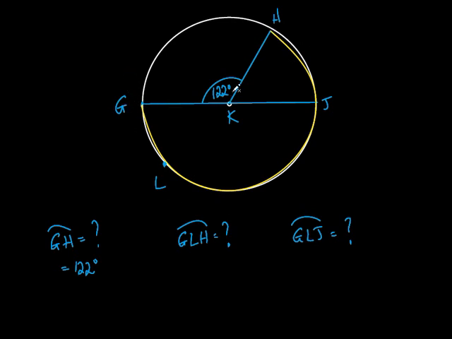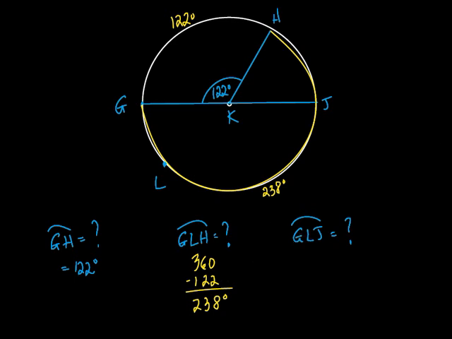Well, that arc is everything except this arc. Remember, this was 122 degrees. This yellow arc right here is everything else. So how do you find it if it's everything else? It's everything else from what? From 360. There's 360 altogether. We just take away 122. And when you take 122 away from 360, you get 238. And so that's what this yellow arc right here is. It's 238 degrees. Okay, arcs are also measured in degrees.